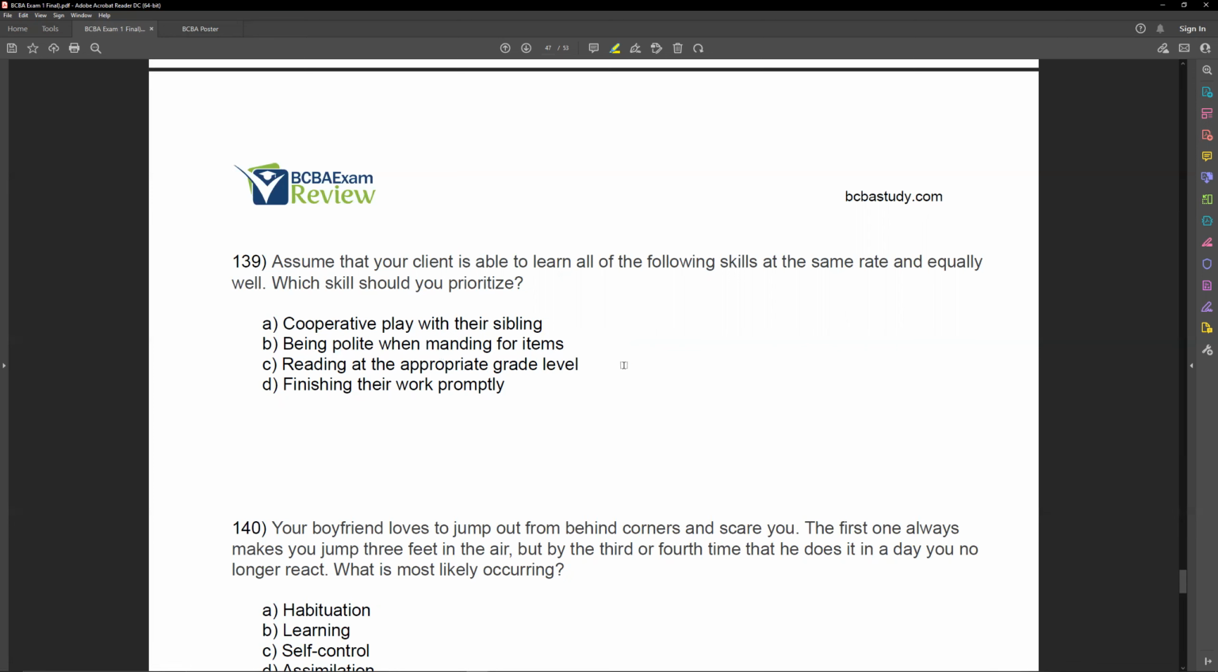C, reading at the appropriate grade level. Yes, reading is much more important than being polite or playing with their sibling. This is going to open up a whole world of reinforcement to them across their natural environment. C is definitely our best answer so far. And then D, finishing their work promptly. Finishing work promptly, again, important, but reading at the appropriate grade level might allow them to finish their work more promptly. Reading at the appropriate grade level is going to allow them to contact reinforcement much more readily, much more available, okay? And it's going to be the skill you prioritize.